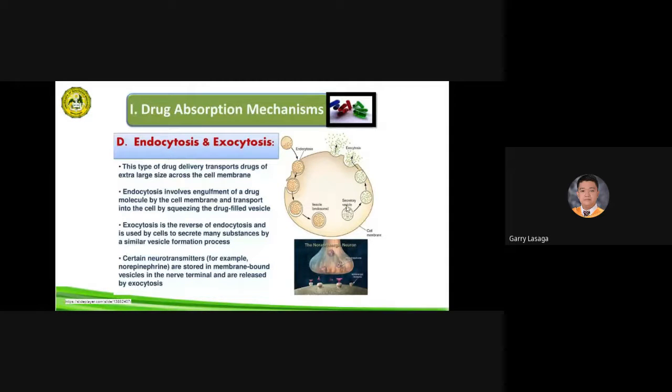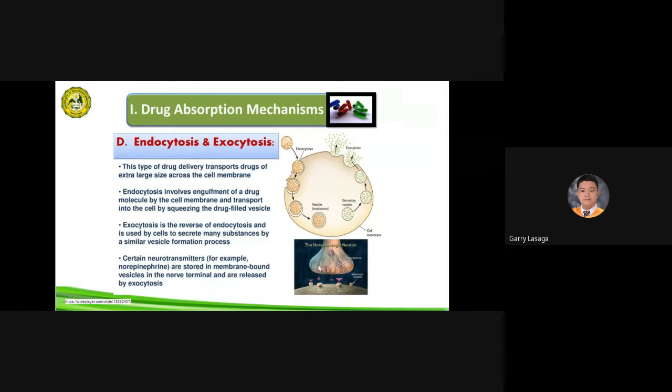So we have here a secretory vesicle inside the cell, and this secretory vesicle will move towards the plasma membrane, and it will unload its contents towards the outside of the cell. So that is an example of an exocytosis. So certain neurotransmitters are stored in the membrane-bound vesicles in the nerve terminal and are released by exocytosis. So an example of a neurotransmitter is the norepinephrine.